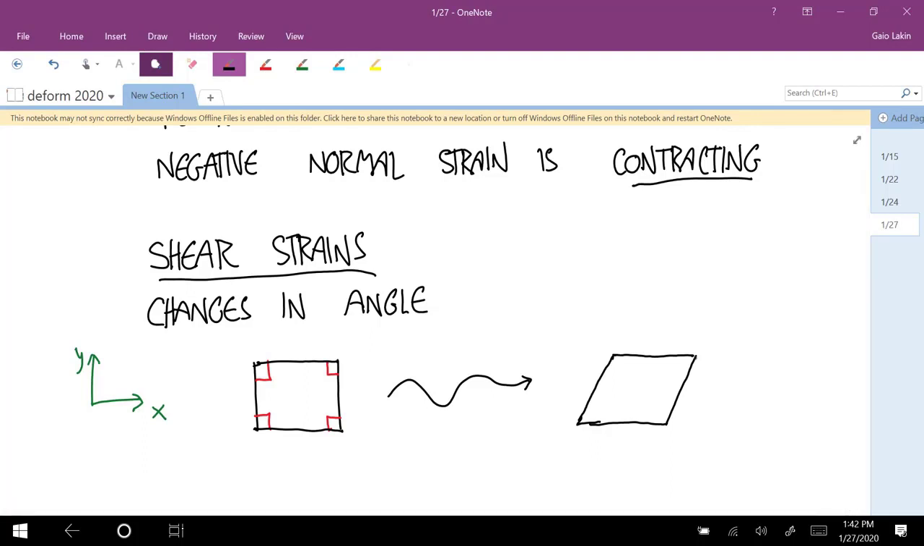And notice that when we do this, we have two matching angles there that are acute, and two matching angles here that are obtuse. Well, it could be switched, the other two, just depending how it's deformed. But there's always two pairs of matching values.